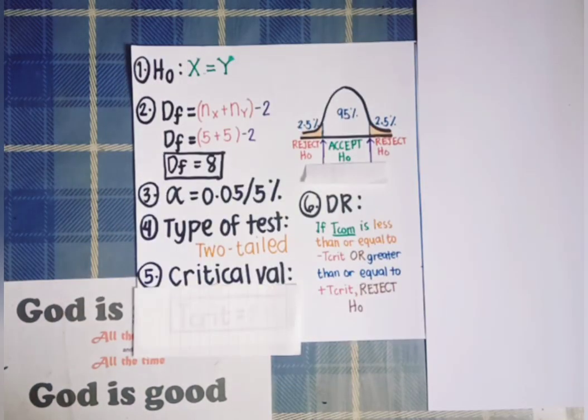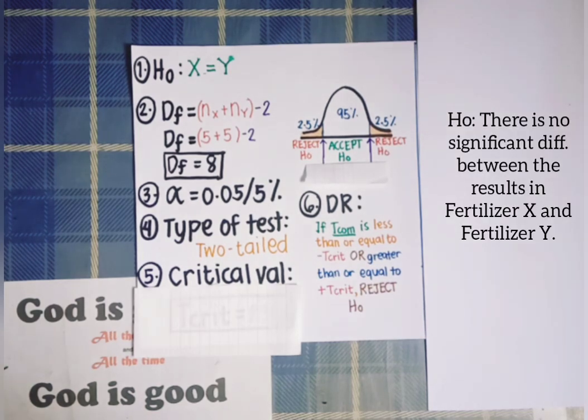Now, for the next things that we are going to do, we are going to determine the null hypothesis, the degrees of freedom, the alpha level or level of significance, the type of test, the critical value, and the decision rule. For the null hypothesis, our null hypothesis is there is no significant difference between fertilizer X and fertilizer Y, or fertilizer X is just equal to fertilizer Y.